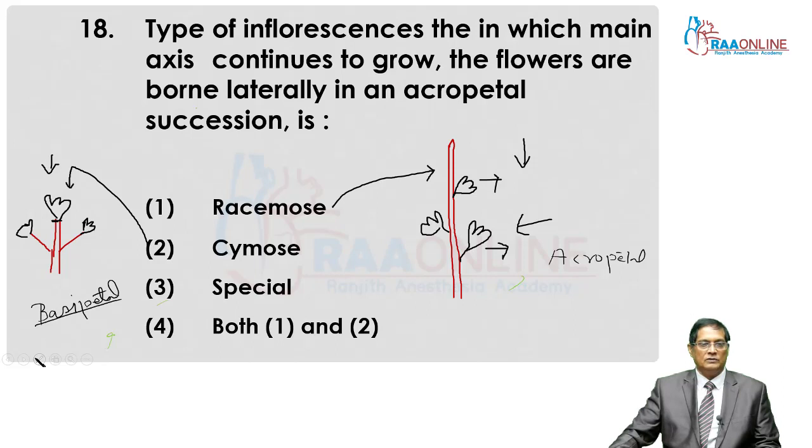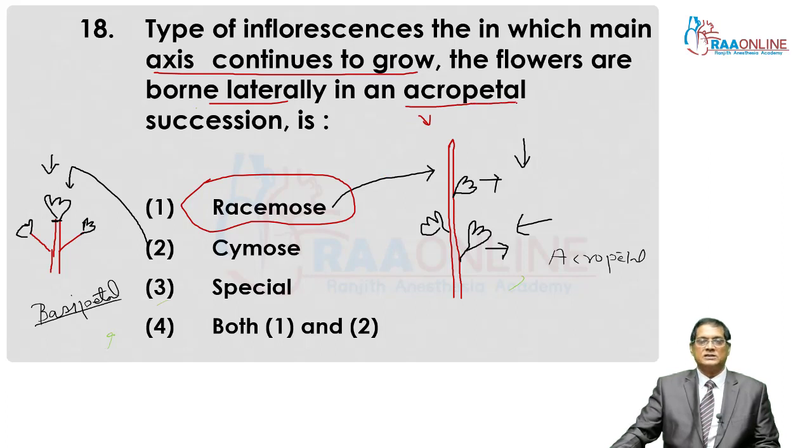Now try to find the answer to this question. The type of inflorescence in which the main axis continues to grow, and flowers are born laterally, is a racemose type of inflorescence. And what is acropetal succession? Older flowers at the base, new towards the apex.